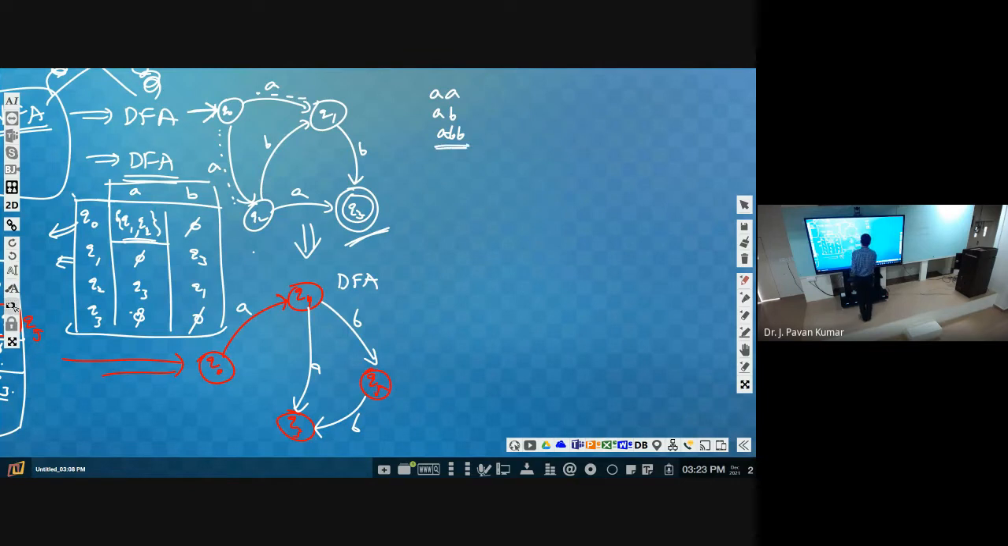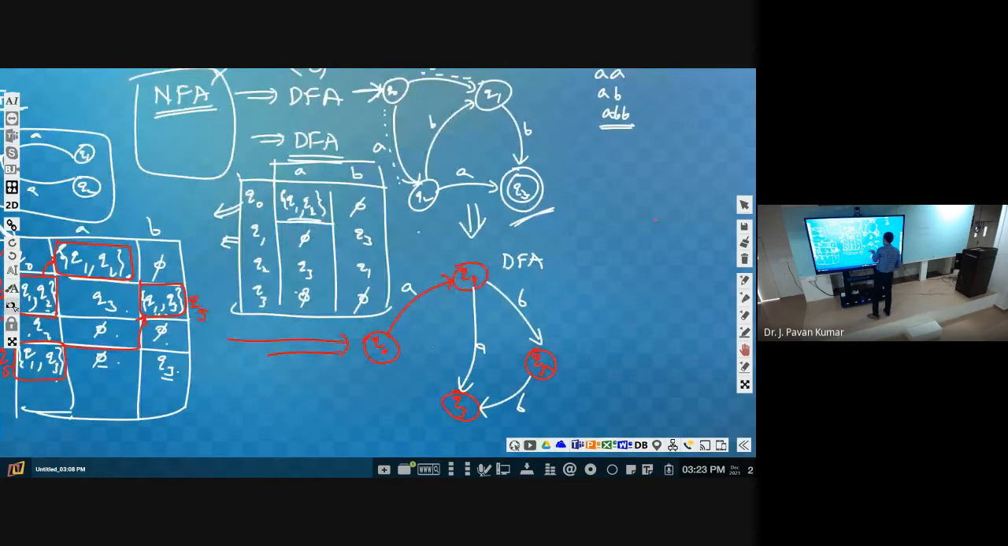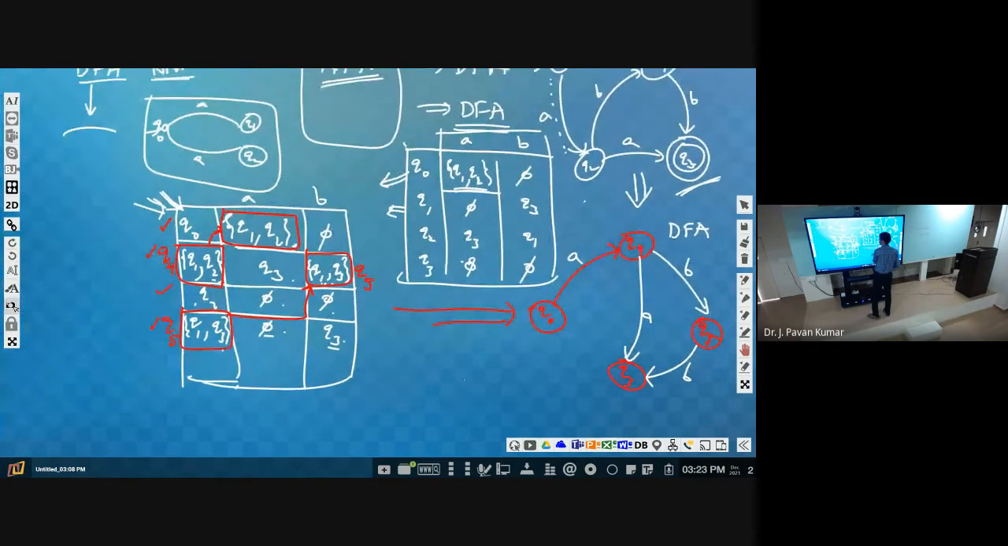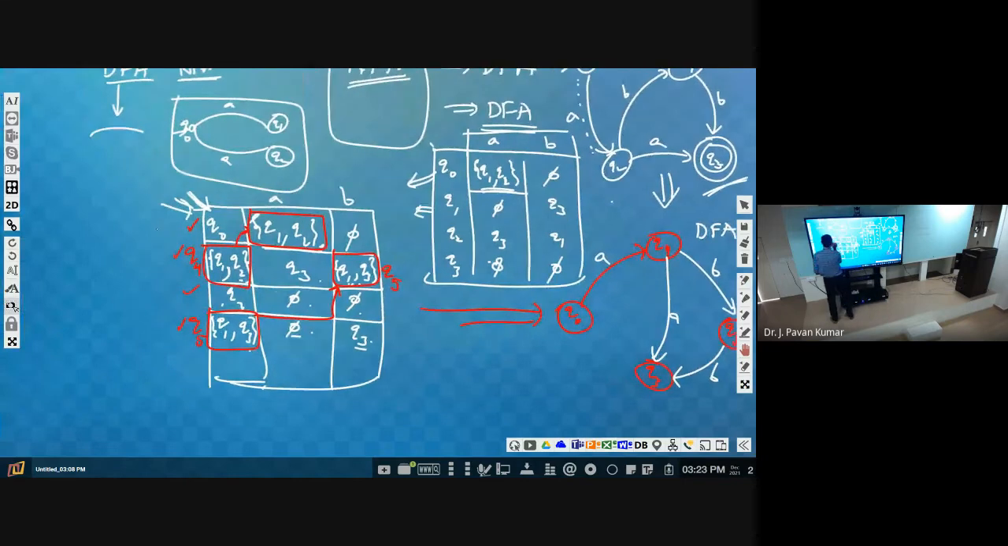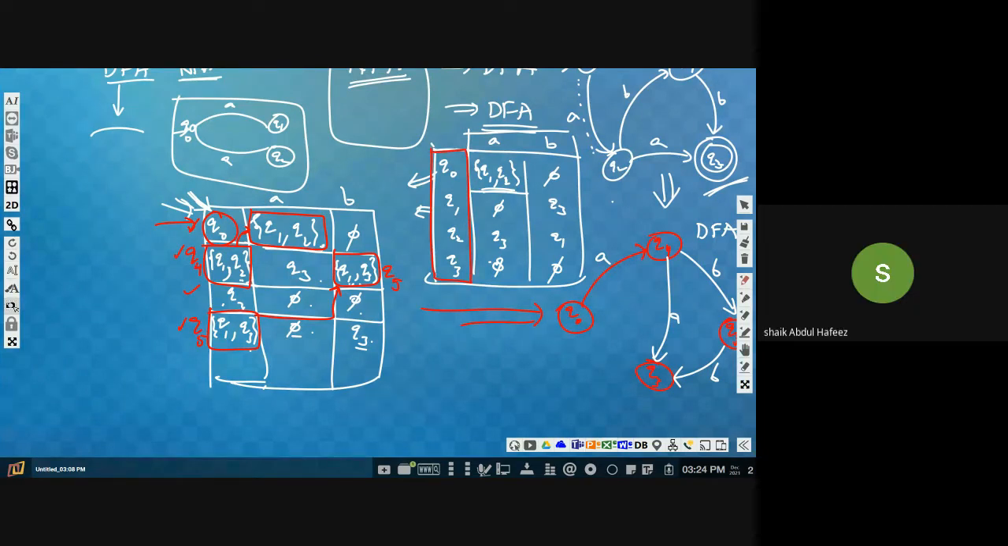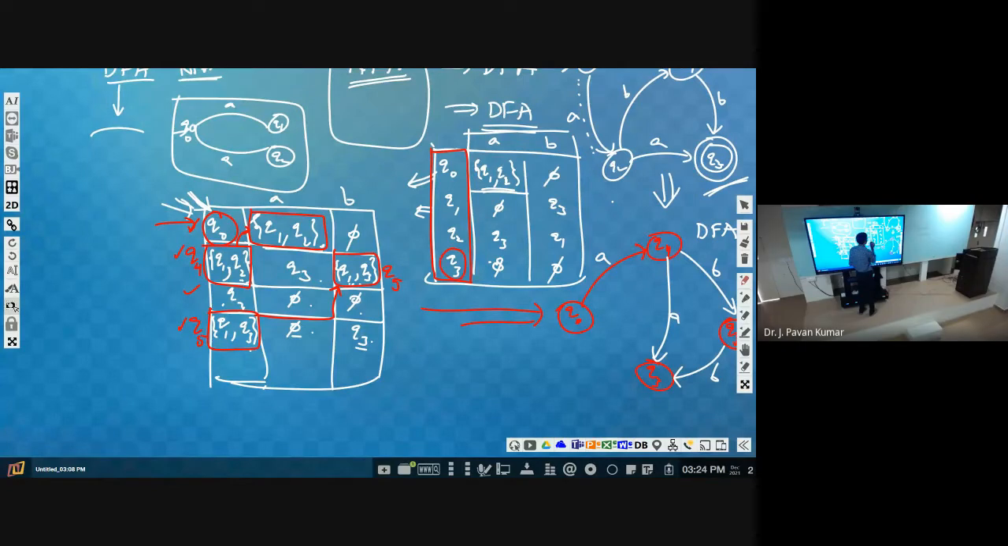Now, whether these strings are accepted by this equivalent DFA or not, let us try to find. One point we have to discuss: what about final states? Here we have considered the same initial state as the initial state in the DFA as well. What about the final state? What is the final state in this? Q3. So Q3 is the final state. Now here, where are we having Q3?